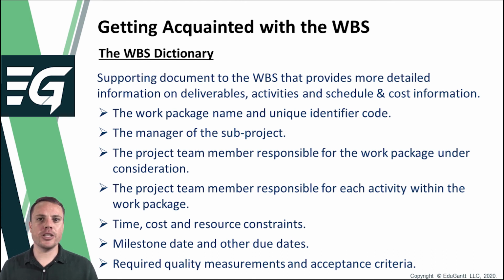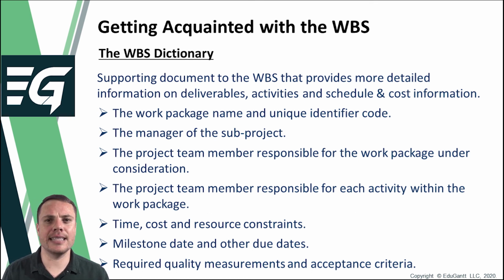The information that's usually included in the WBS dictionary of each work package includes the following: the work package name and unique identifier code, the manager of the sub-project, the project team member responsible for the work package under consideration, the project team member responsible for each activity within the work package, time, cost and resource constraints, milestone data and other due dates, and required quality measurements and acceptance criteria. Resource allocations form a very important component of the information contained in the WBS dictionary, as this information influences time and cost for the activities.